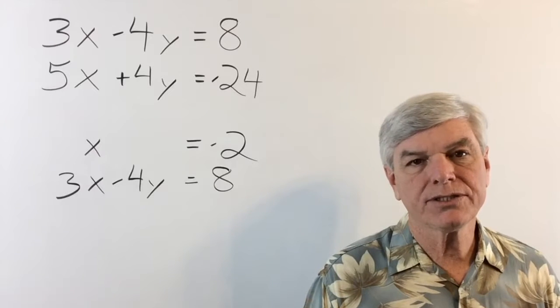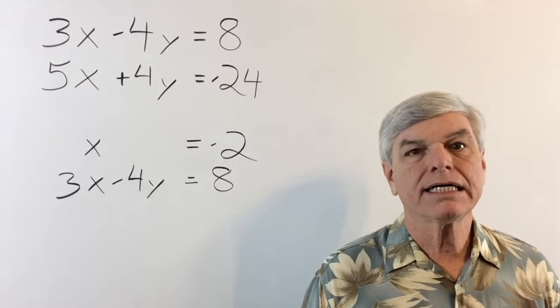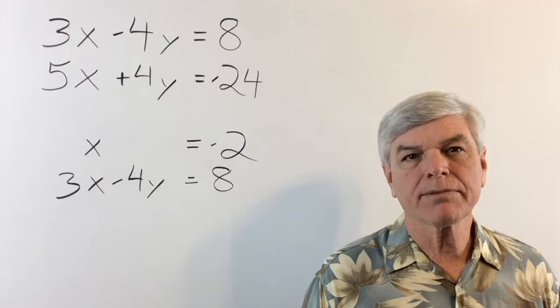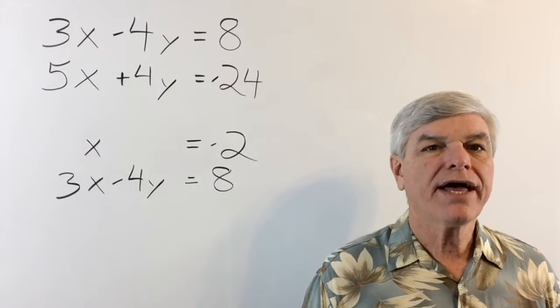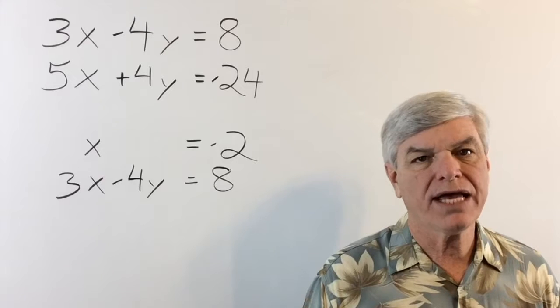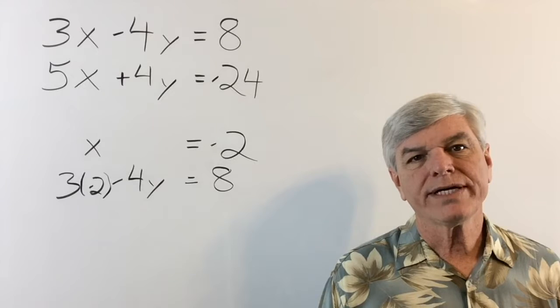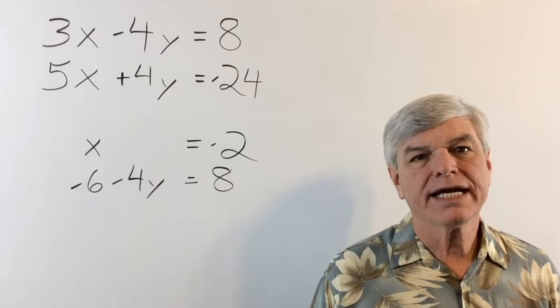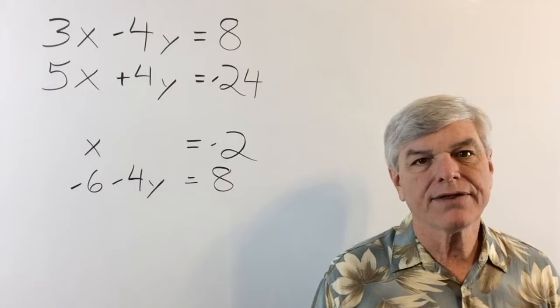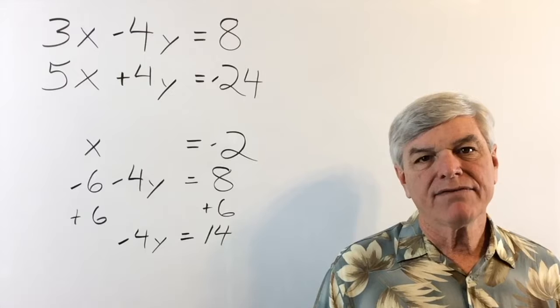Now, like we saw with substitution, you can use either equation, the first one or the second one. And the first one seems to be a little bit simpler, not a lot simpler, but a little bit simpler than the second one. So that's the one we're going to use. And so we're going to insert negative 2 where the x is. So we're going to multiply 3 times negative 2. 3 times negative 2 is negative 6, and let's get that negative 6 on the other side. Bring all that down. Divide both sides by negative 4.